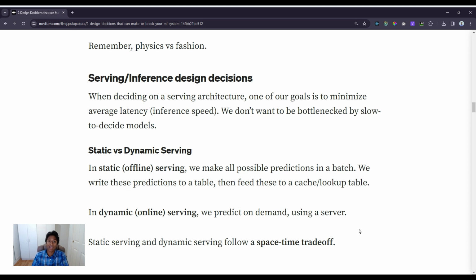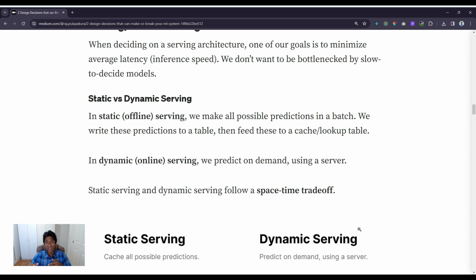So that was training decisions. Let's talk about serving and inference design decisions. When deciding on a serving architecture, one of our goals is to minimize average latency or inference speed. We don't want to be bottlenecked by slow to decide models.